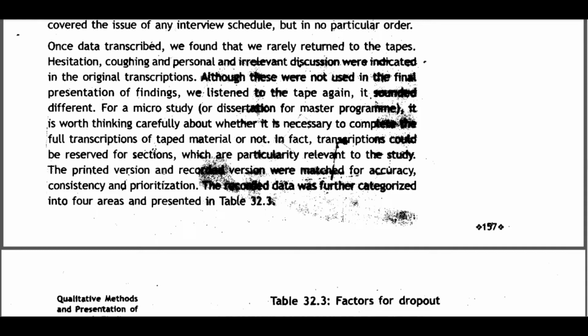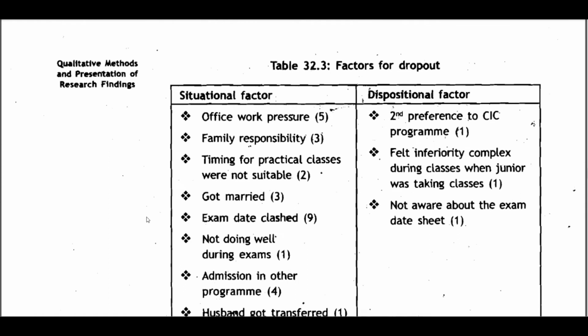The printed version of the recorded version is matched for accuracy, consistency, and prioritization. The recorded data can be further categorized into 4 areas and presented in table 32.3. Table 32.3, the factors that dropped out. What is in the audio?